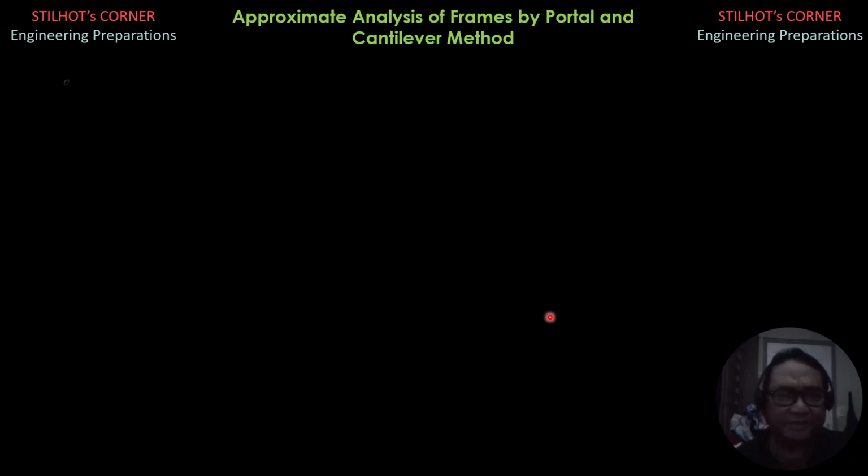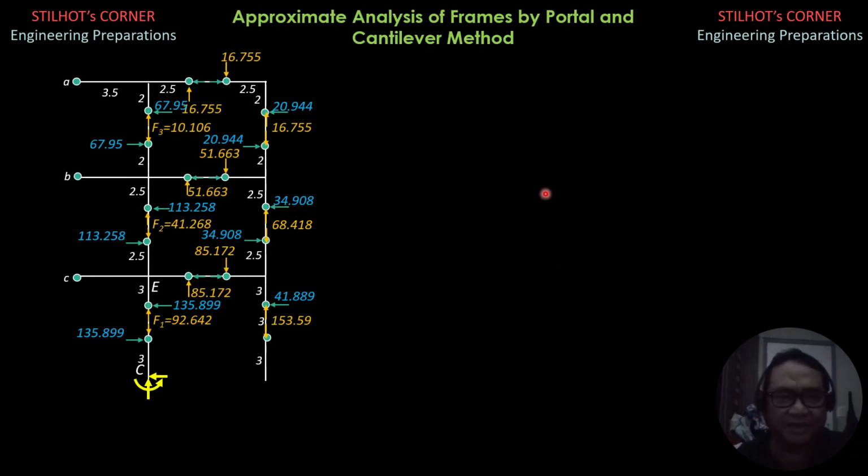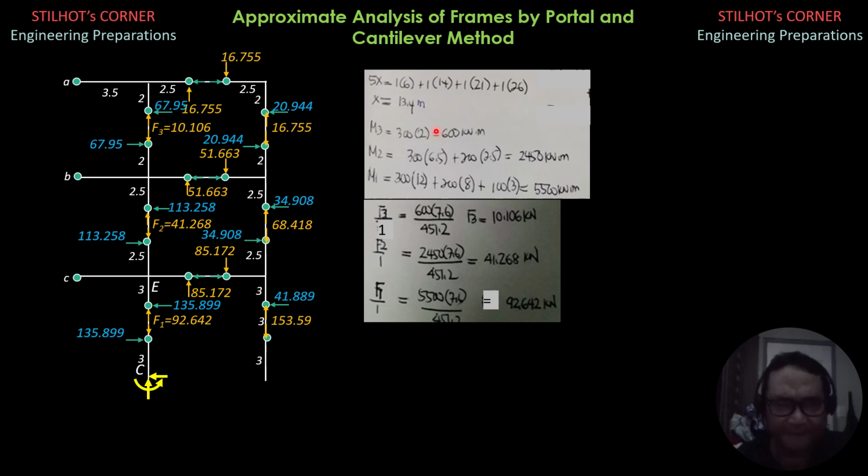So to continue, recall the values of the moments and stresses: 10.106 for F3, 41.268 for F2, then F1 is 92.642 kilonewtons, and that is C sub Y, upward.